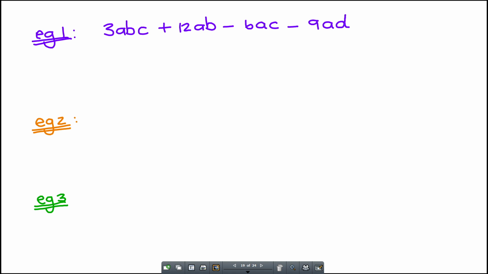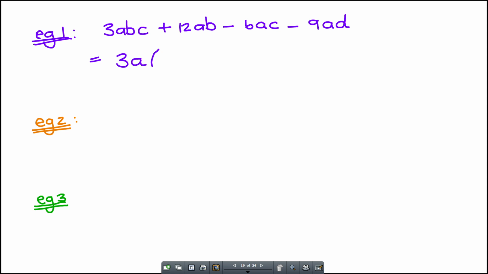Right, so this one you guys should already be able to do because you did number 1. At example 1, I'm giving you 3ABC plus 12AB minus 6AC minus 9AD. Now, we said we want the highest common factor. What would it be in this case? 3A. Good. So I show my common factor, 3A.